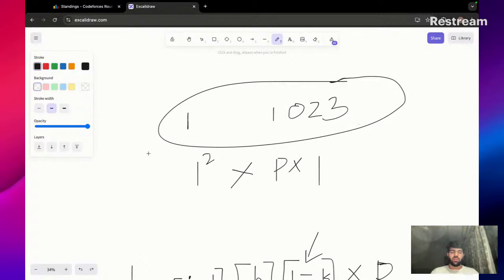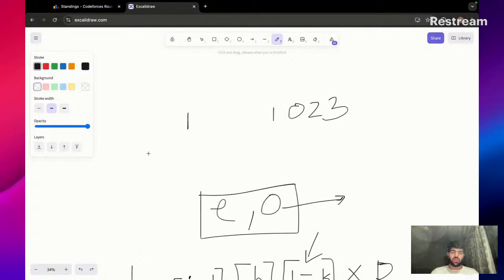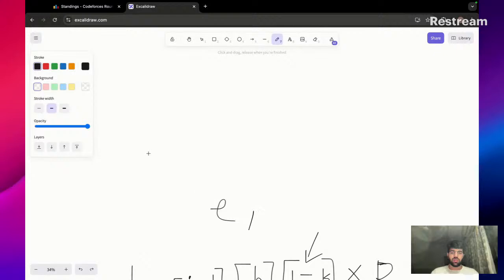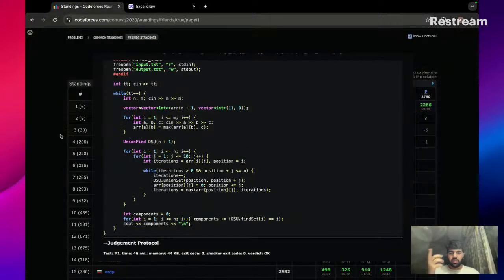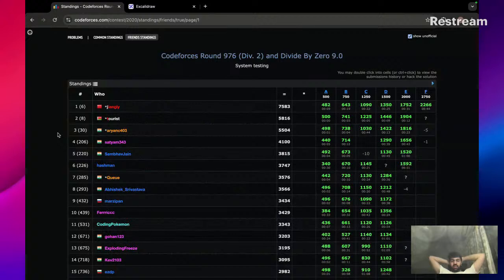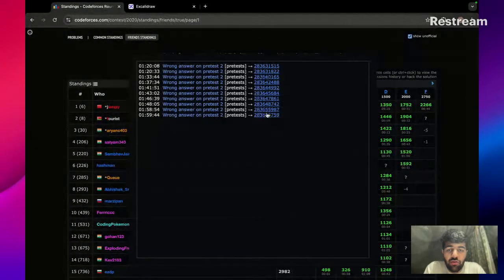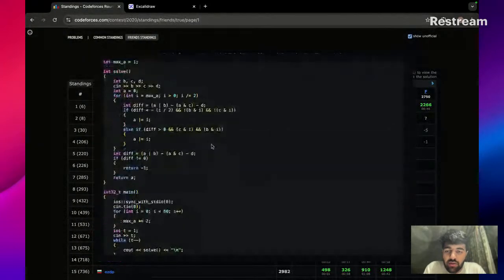Yes, I didn't have time to implement. If you want to see the code, Sambhav Jain's code is very good. I will write this just for the stream. Sambhav Jain's code is very good.